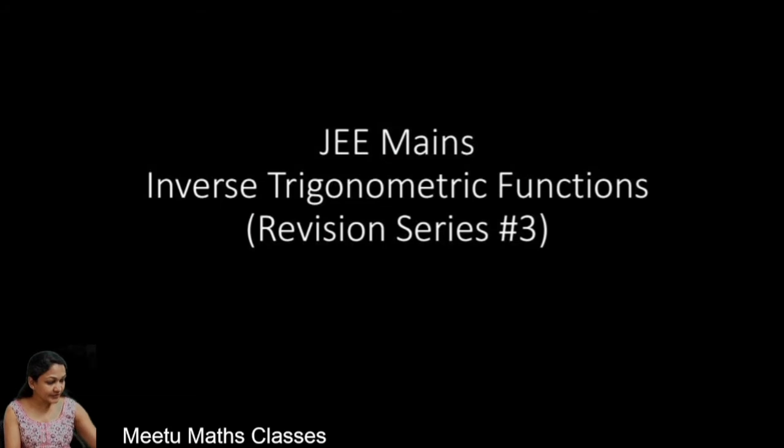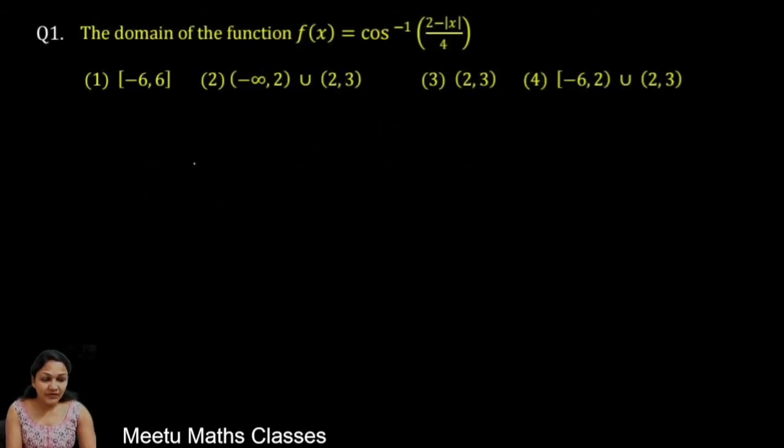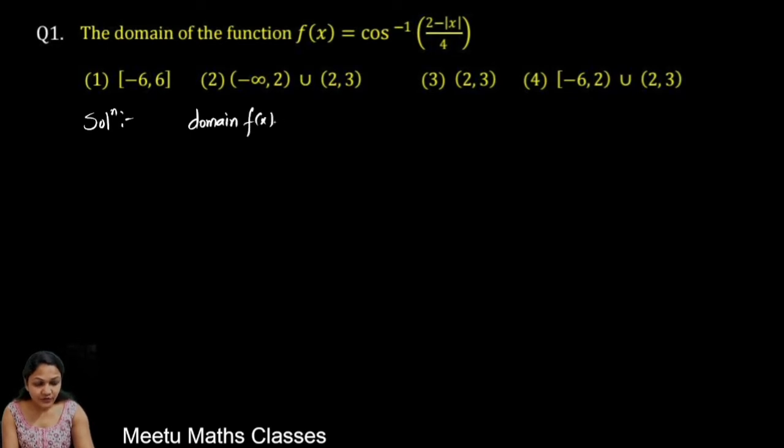So let us start with our first question today. The domain of the function f(x) = cos inverse of (2 - |x|)/4. So we are interested in finding the domain of our function f(x). Now we know that our function is a cos inverse function, and the domain of cos inverse x is minus 1 to 1.